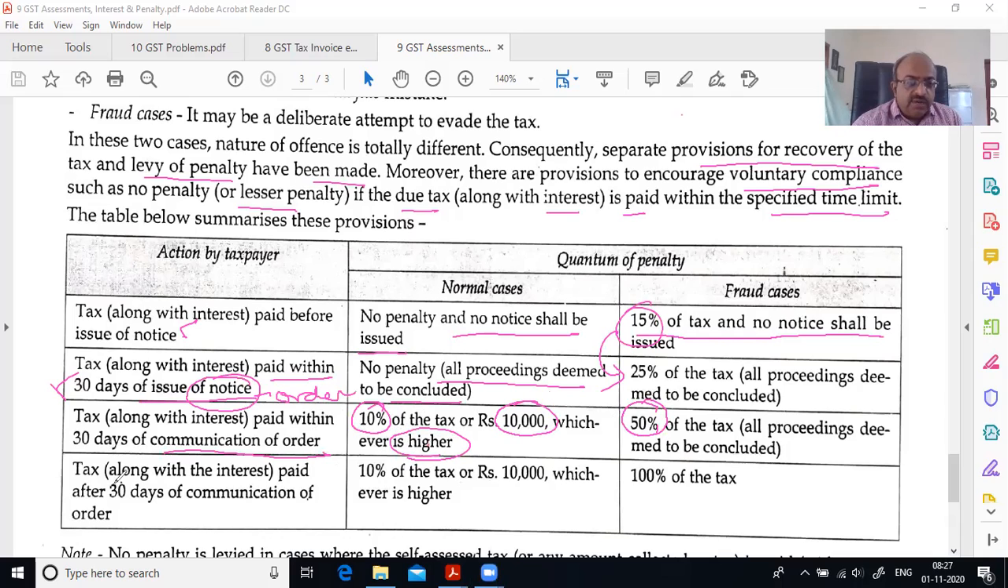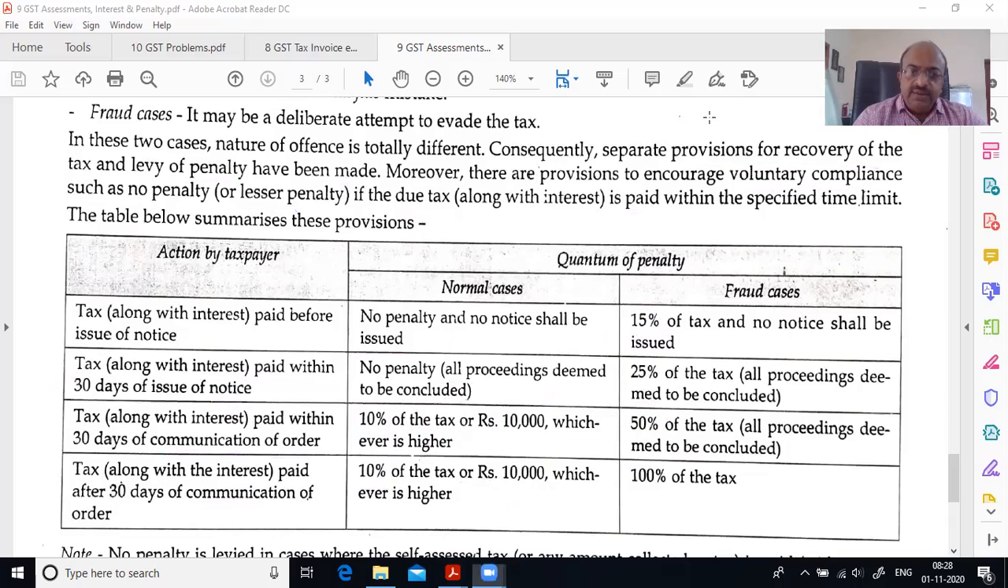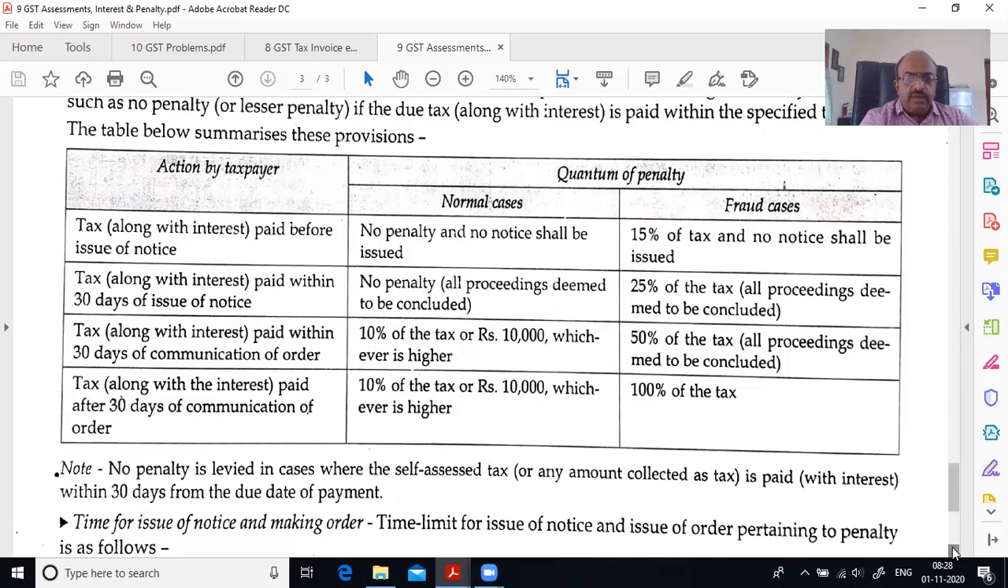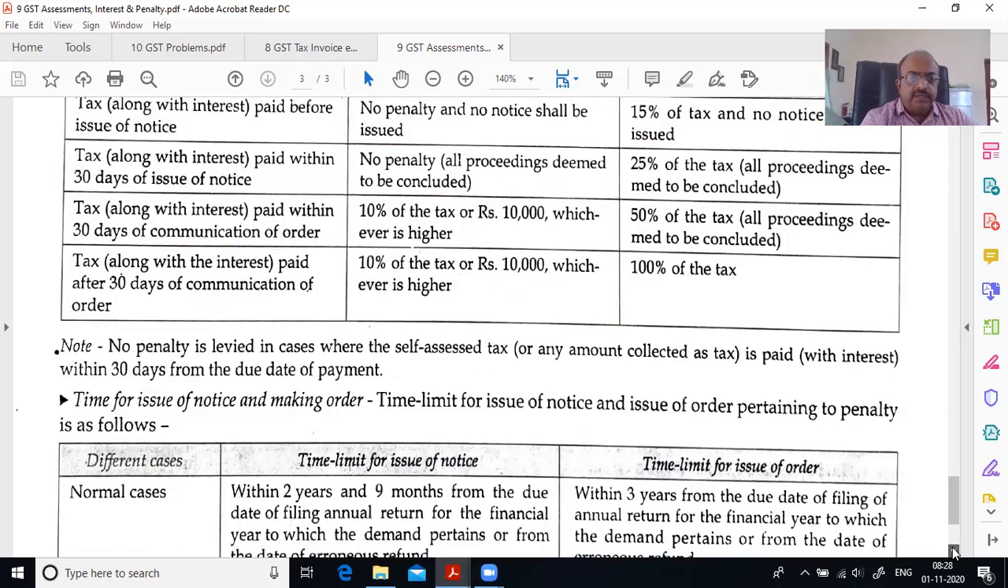And last one, tax along with interest paid after 30 days of communication of the order. So order has happened, after 30 days you don't pay, and after that you pay. Here also there is no problem, same. But here it is a fraud case, 100%. So fraud people have to be very careful. But even we have to be careful, because if we are able to solve it and pay it, then there's no problem. But if you don't agree to it, then you have to go for appeal and things like that.